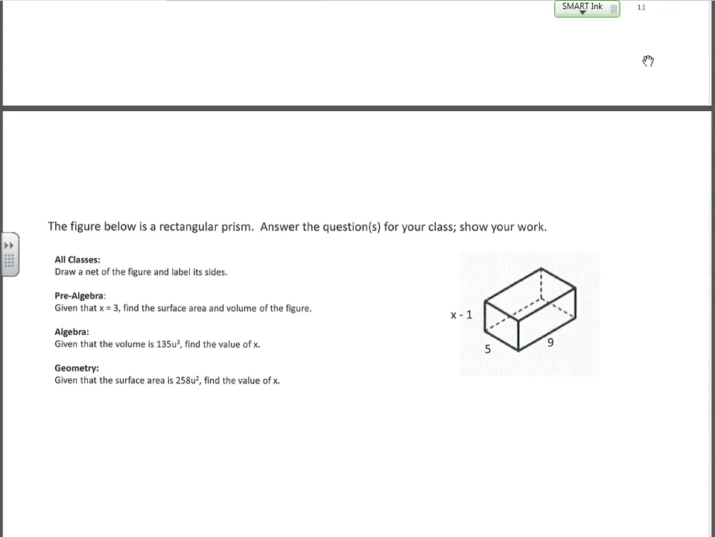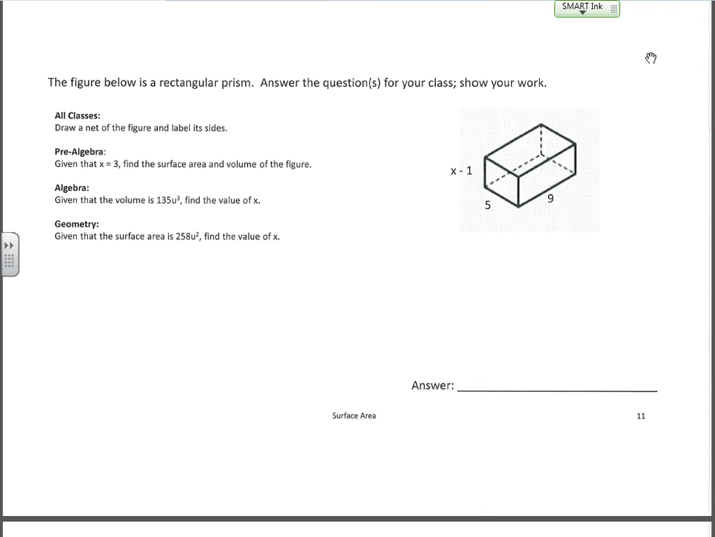Next page, we have our surface area question. All classes, including you, draw a net and label its sides. We have a rectangular prism, so we're kind of back to that Amazon box. You know it has 6 faces. It's got 3 pairs of congruent faces, the front and the back, the left and the right, and the top and the bottom. And your question, given the volume is 135 cubic units, find the value of x.